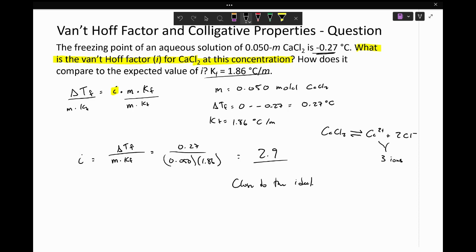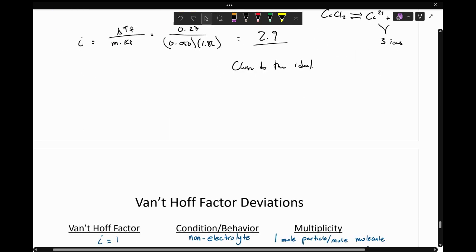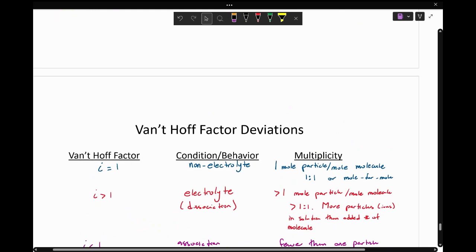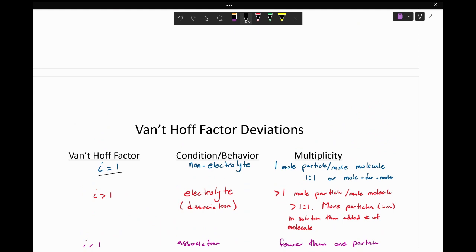And so the last thing I'll say about this Van Hoff factor is that we've talked about so far 2 conditions with this Van Hoff factor, where it's equal to 1 and we don't really consider it within any of our colligative property calculations, and we have that for our non-electrolytes. And what that means in terms of multiplicity is that for every mole of molecule you add, you get 1 mole of particle. And so it's this 1-to-1 ratio, or you have a mole for every mole.